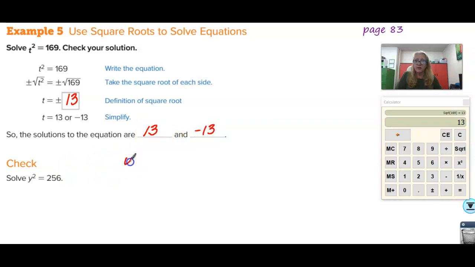Here we have another one. We have y squared equals 256. So the way we solve this is we take the square root of y squared and we take the square root of 256. Square root of y squared is y, and the square root of 256 is 16. And if they want both, you could say plus or minus 16.